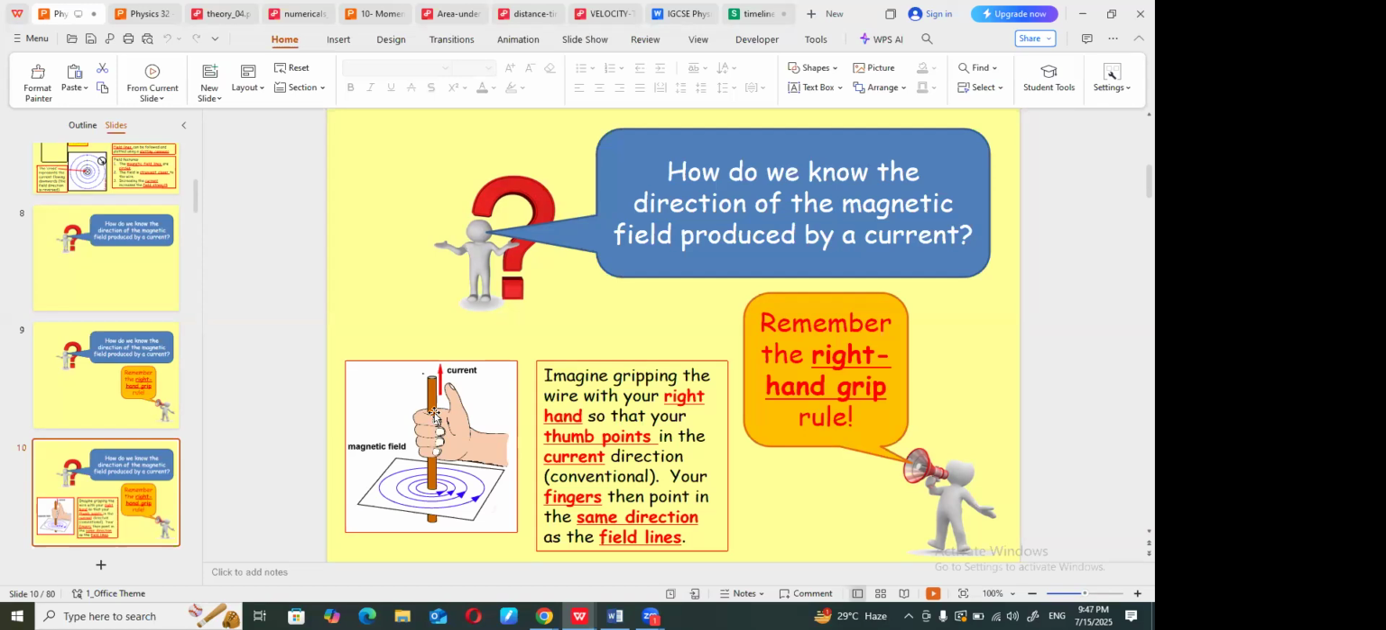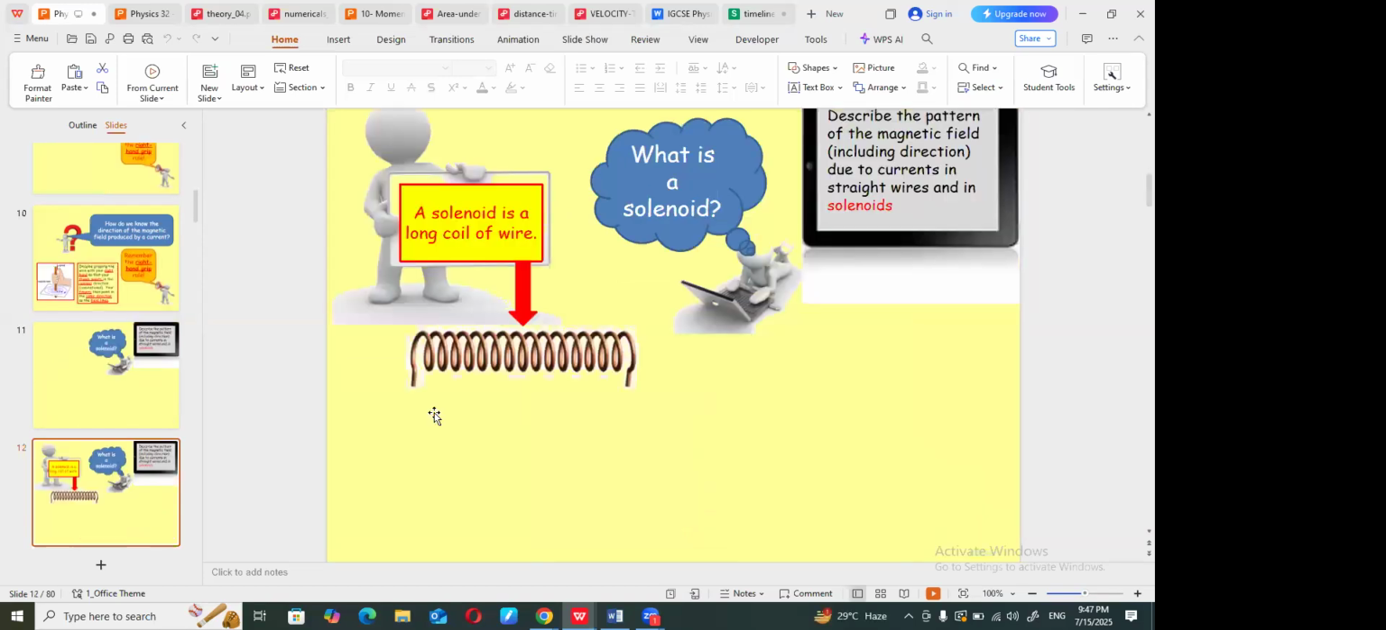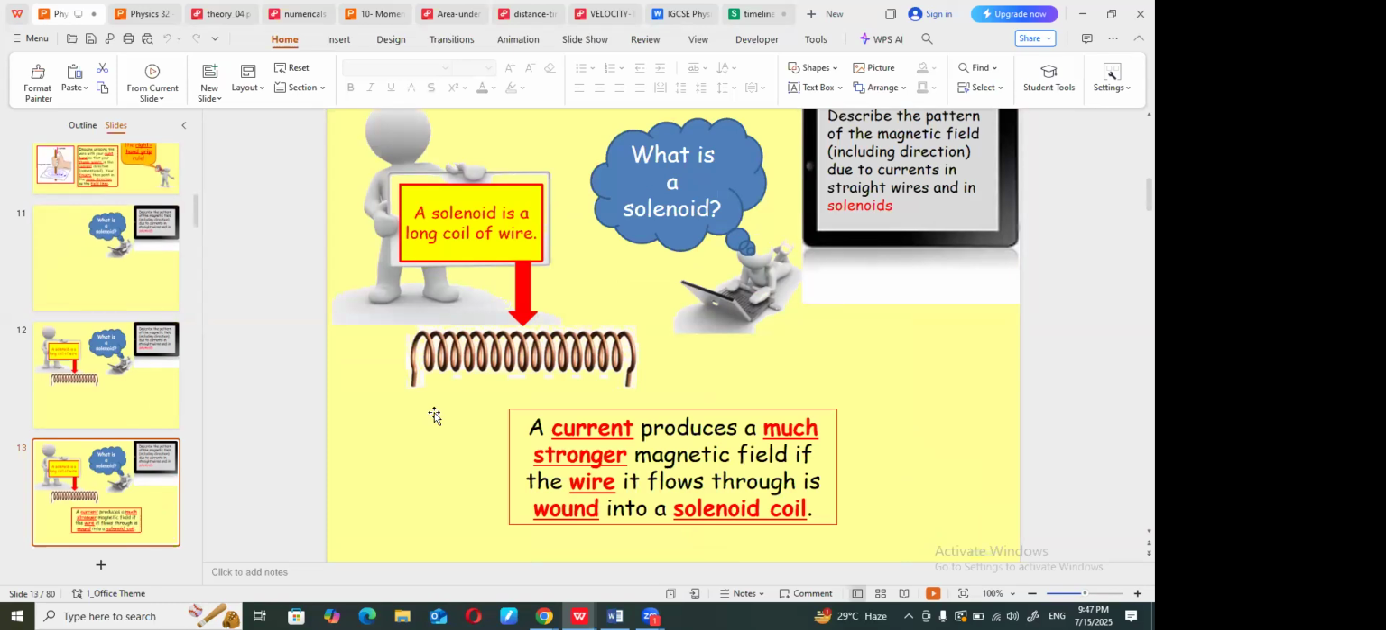Remember that we always take the direction of a conventional current, the positive current, right? This is called Fleming's right hand rule. Now, this is a thing called a solenoid. What is a solenoid? You can see it's a thick wire with curlings in it.